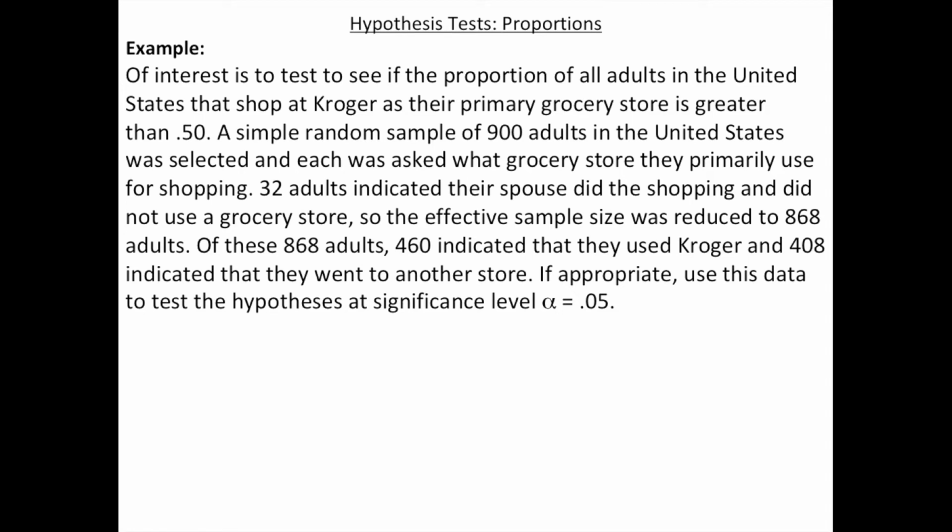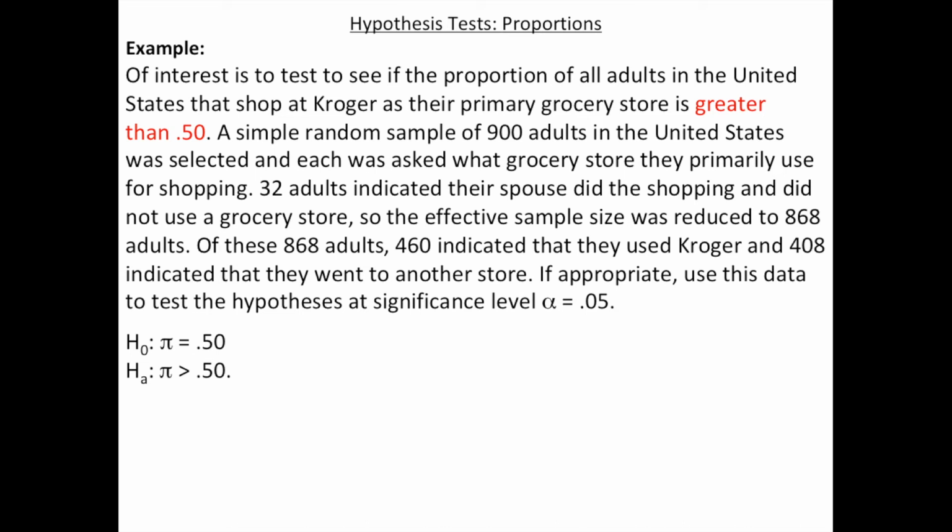In the first line of the problem, we can see that we're testing the proportion and seeing if it is greater than 0.50. So our null hypothesis is that pi is equal to 0.50, and our alternative hypothesis is that pi is greater than 0.50.